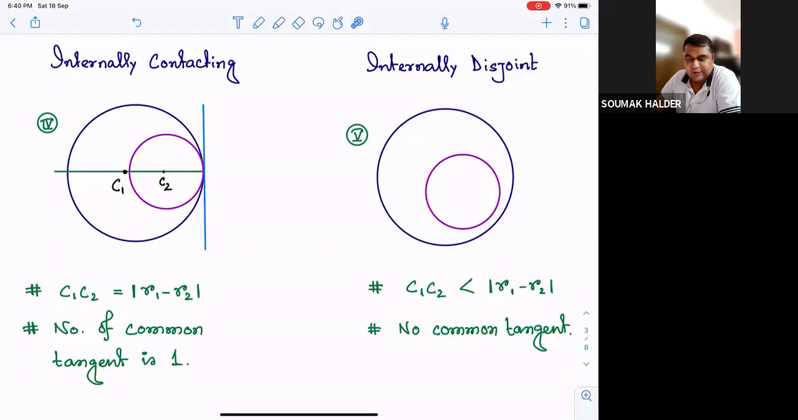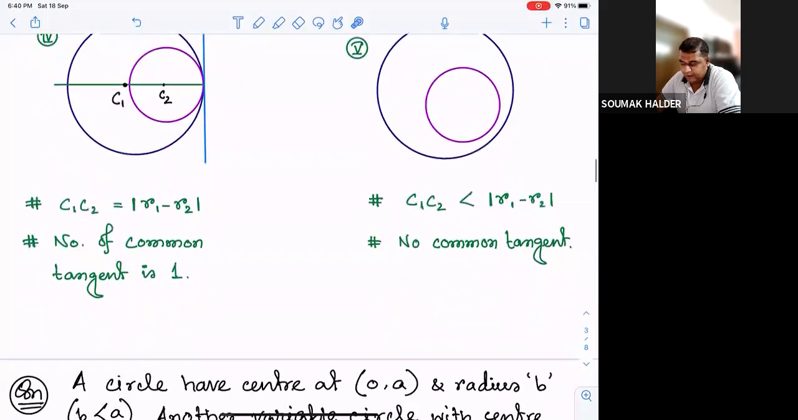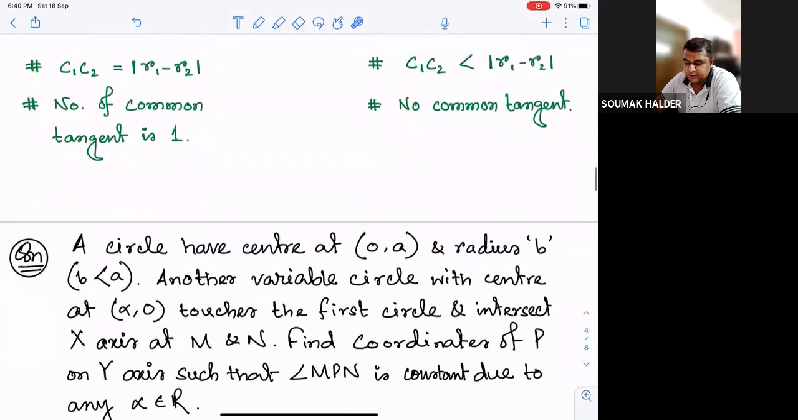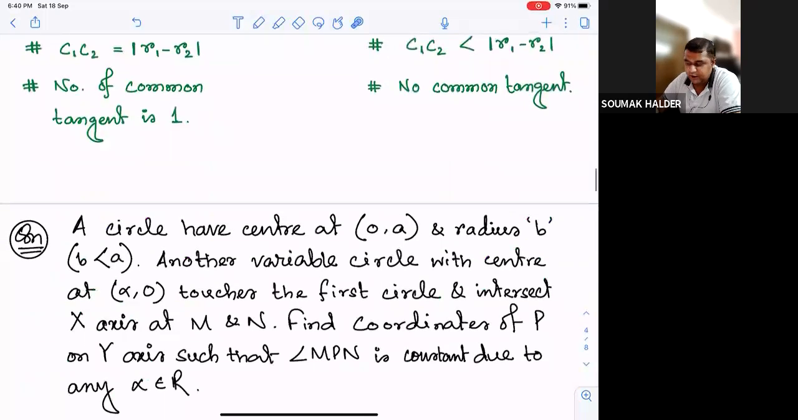Now, based on this type of positioning, let us handle a question. Say the question says a circle has center at (0, a). So you can identify the center of the given circle is on the y-axis. We don't know whether it is above the x-axis or not, but definitely on the y-axis. And the radius of the circle is b. And it is also said b is less than a.